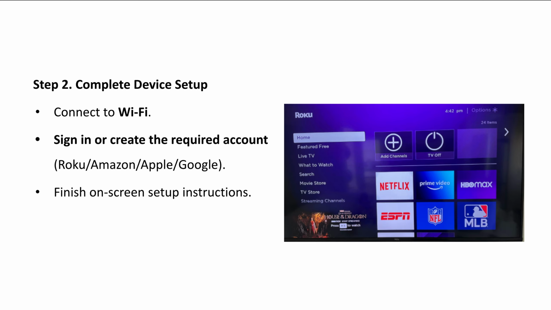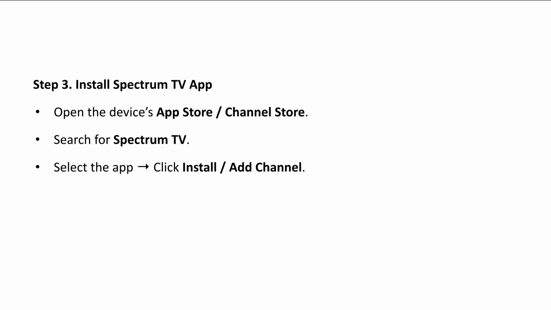Step second, complete device setup. Connect to Wi-Fi, then sign in or create the required account in Google, Apple, Amazon and Roku, then finish on-screen setup instructions. So the step third is install Spectrum TV app. Open the device app store or channel store, then search for Spectrum TV. Then select the app, then click install.